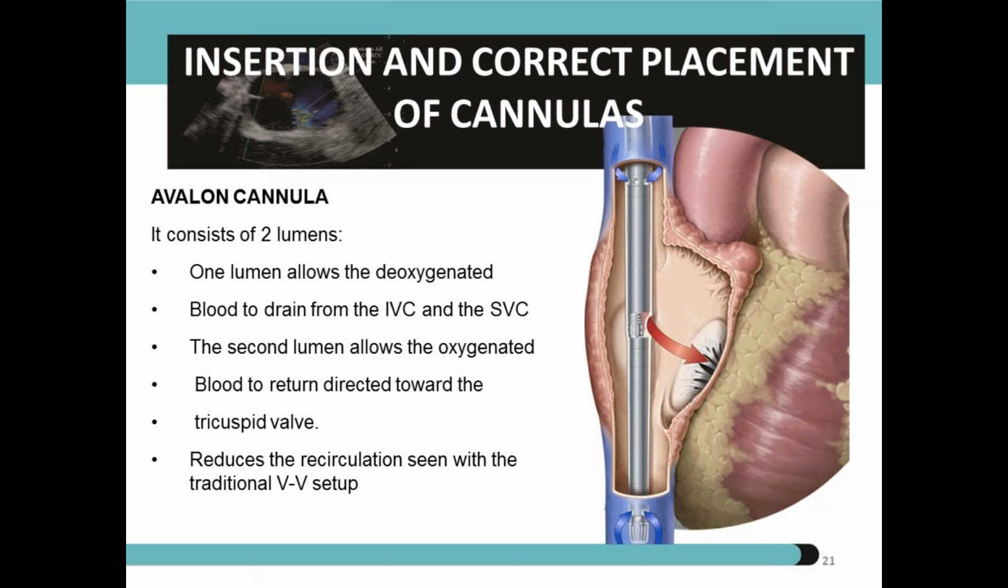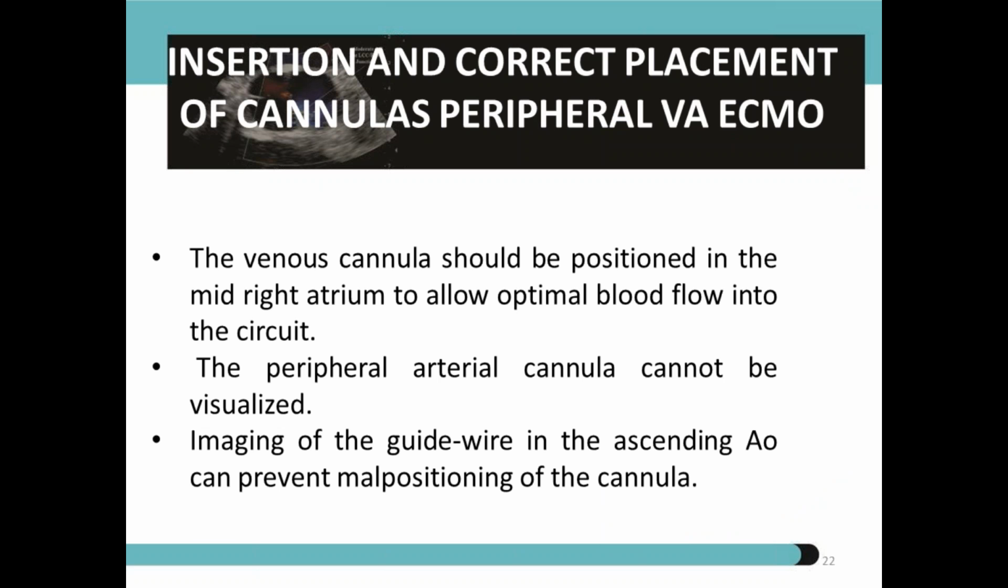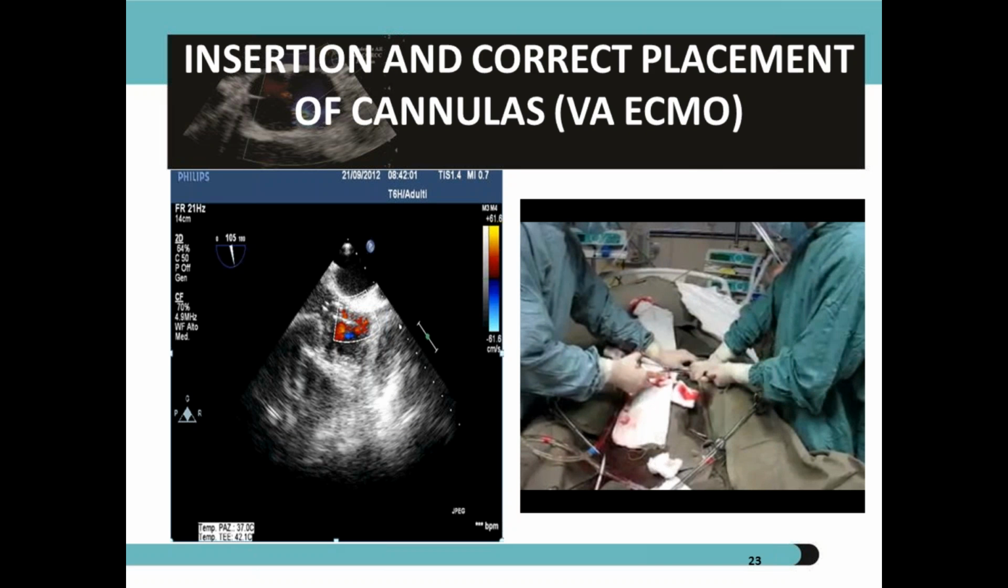So when will recirculation set in? When you see the tricuspid regurgitation worsening or the mitral regurgitation worsening, and the LV getting stunned, and you'll have a decrease in your cardiac output. When something like this is happening, be very, very careful. So you keep doing an echo. The venous cannula should be positioned in the right atrium to allow optimal blood flow into the circuit, and the peripheral arterial cannula, whatever we put in the femoral or the carotids, cannot be so well visualized. It could be visualized by an ultrasound machine, but not an echo machine. The imaging of the guide wire in the ascending aorta is very well visualized, and it can prevent malpositioning of the cannula. So this is the ascending aorta.